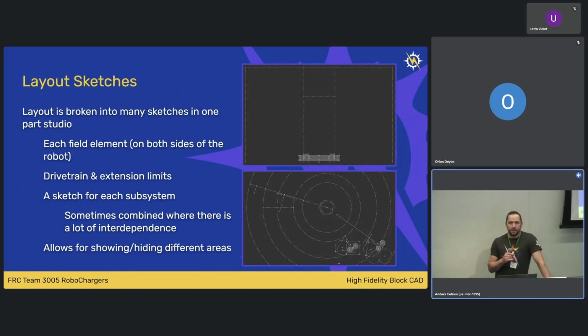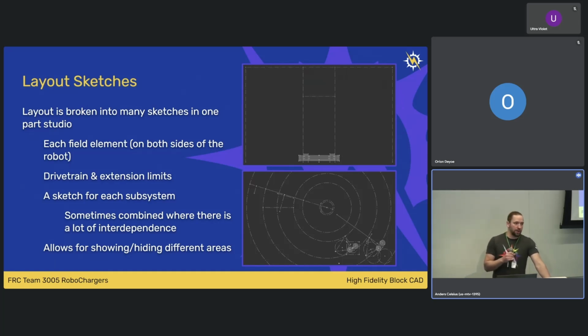We break our layout sketches up into multiple sketches. Not everybody does this, but this is the way we do it, and I do recommend it. It lets you show and hide different layers of what you're designing. It allows you to put a lot more detail into your layout sketches too, because you're not cluttering up one sketch with 5 million pieces of geometry and constraints.